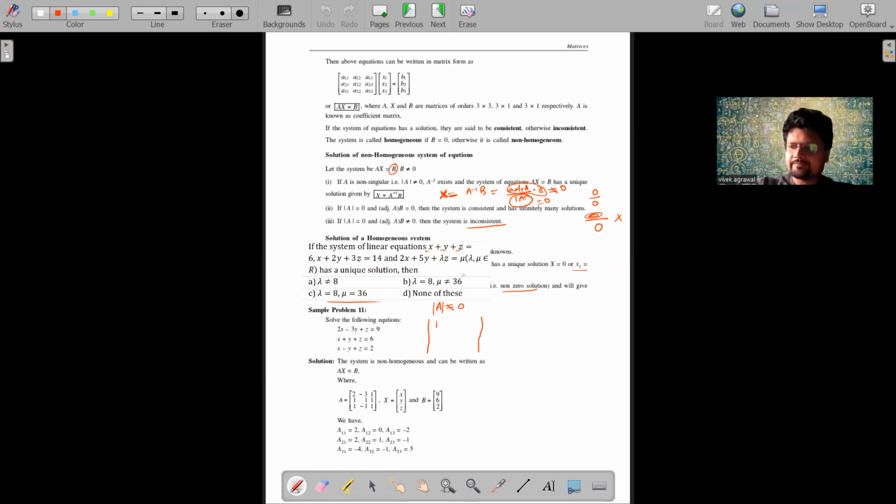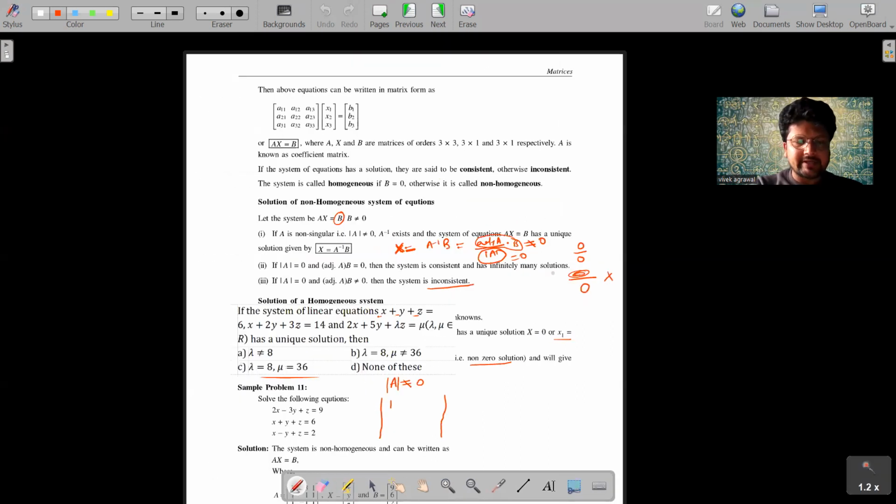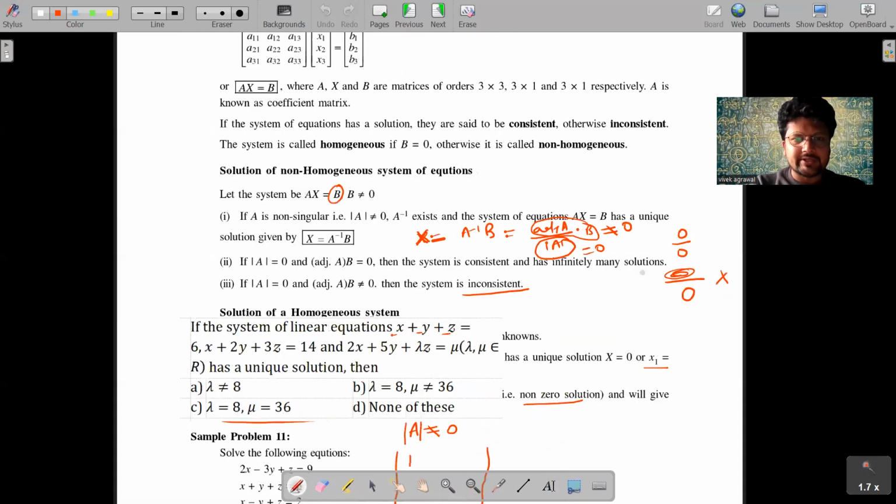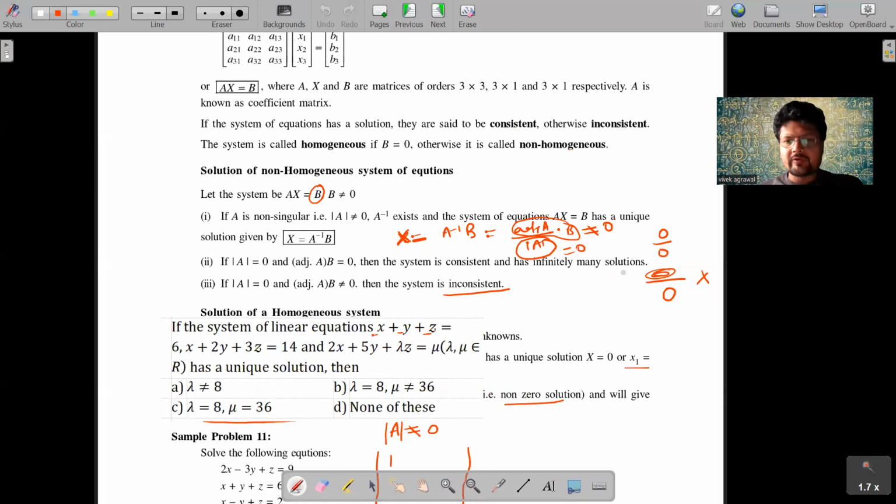Okay. So I believe we discussed the conditions for Ax = B, and I hope you remember all those three conditions: when we'll be having a unique solution, when we'll be having infinite solutions, and when we will be having no solutions. Is it correct? No doubts in this? Yes, sir.